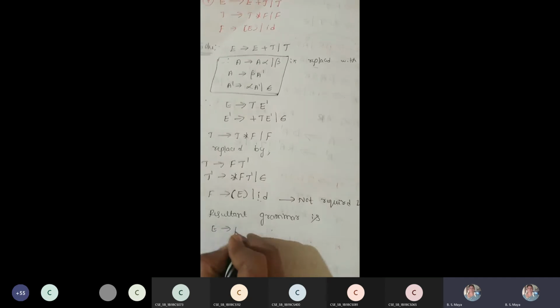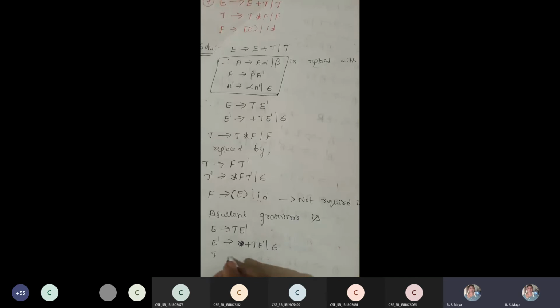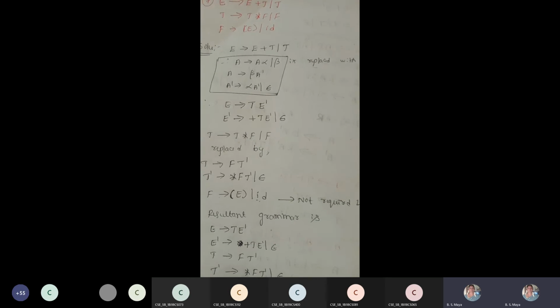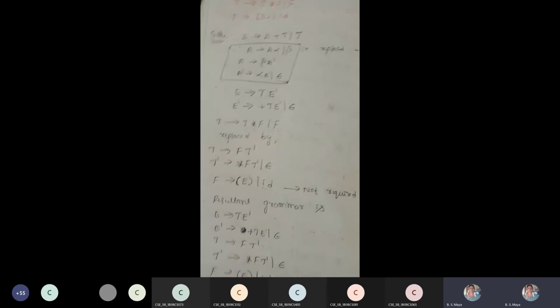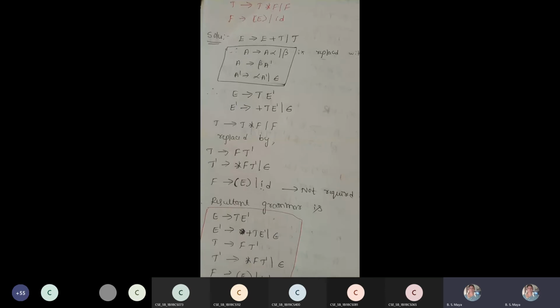the resultant grammar is: E derives T E dash. E dash derives plus T E dash and epsilon. T derives F T dash. T dash derives star F T dash and epsilon. F derives E or ID. This way you have to write down the resulting grammar at every step, and finally put a box.